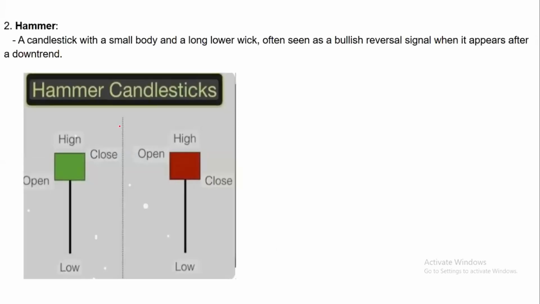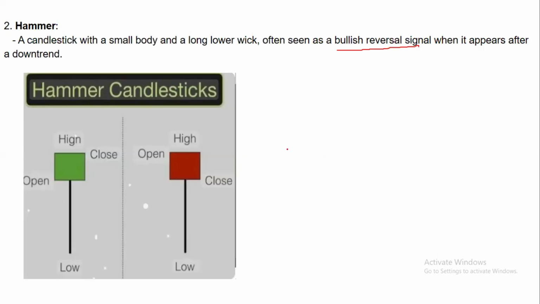The second one we have on our list is the hammer candlestick. Now, the hammer candlestick is with a small body and a longer wick. A very small body and a longer wick, often seen as a bullish reversal signal when it appears in a downtrend, right?